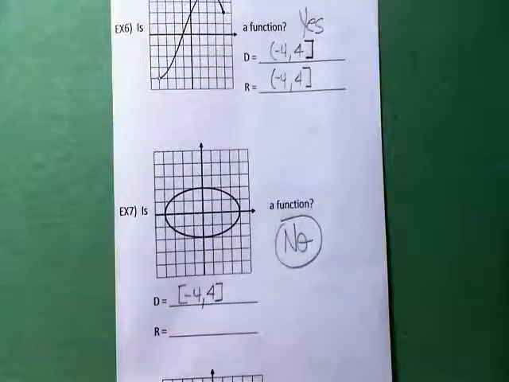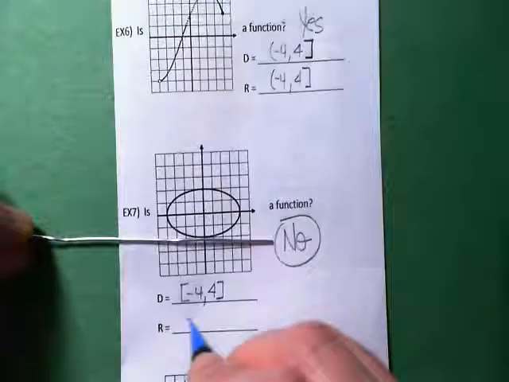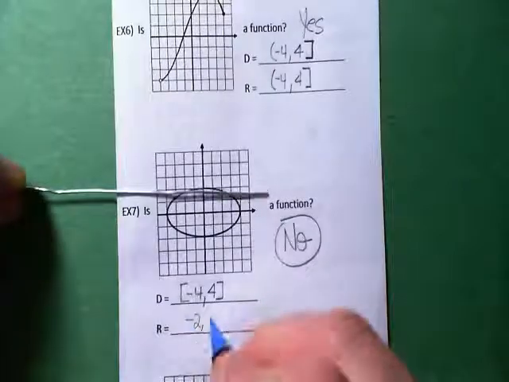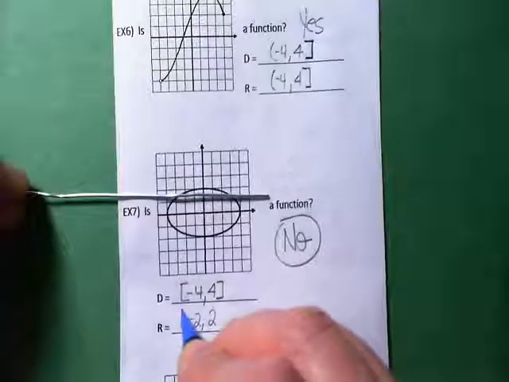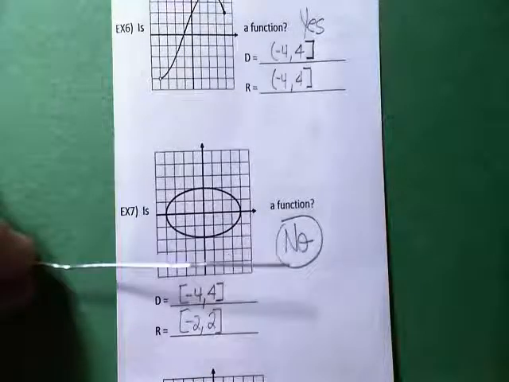Now for the range, it goes from bottom up. So from bottom up, first place I touch is at -2, and last place I touch is at +2, and both are going to be brackets because I'm touching a solid line. Alright.